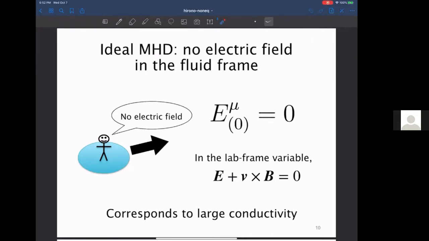The behavior of the zeroth order theory is called the ideal MHD. A notable, characterizing feature of this ideal MHD is that there's going to be no electric field in the fluid frame. Basically, if there's some fluid which is moving, and you are moving with the fluid, you're going to feel no electric field. This is because if there's some electric field, there's going to be charge redistribution, and that is going to cancel the original electric field. So if you look at the long time behavior, you won't be seeing any electric field. This situation corresponds to a large value of the electrical conductivity.